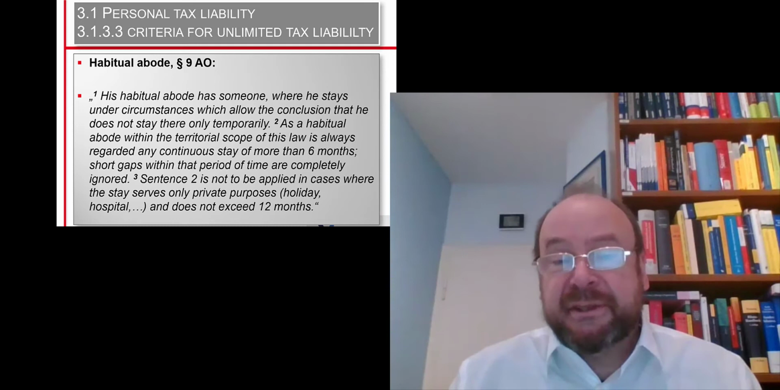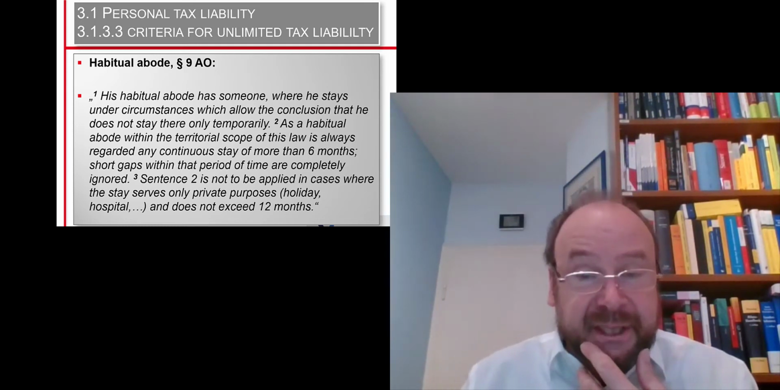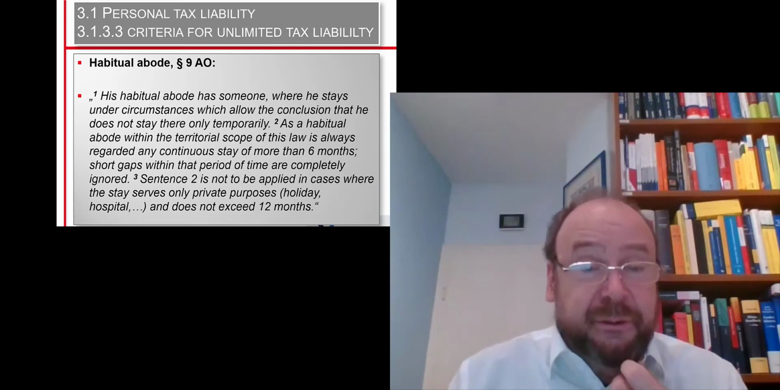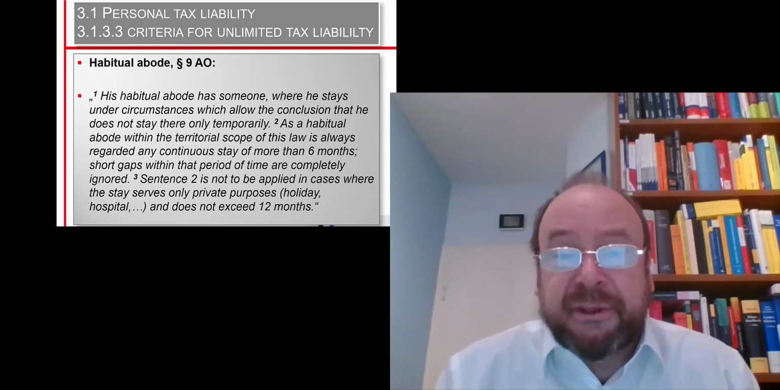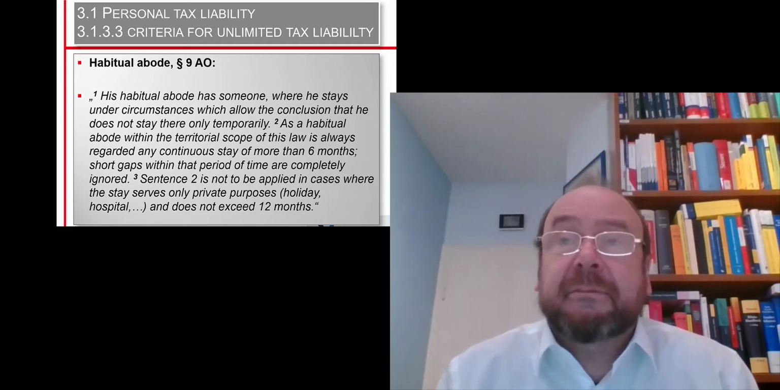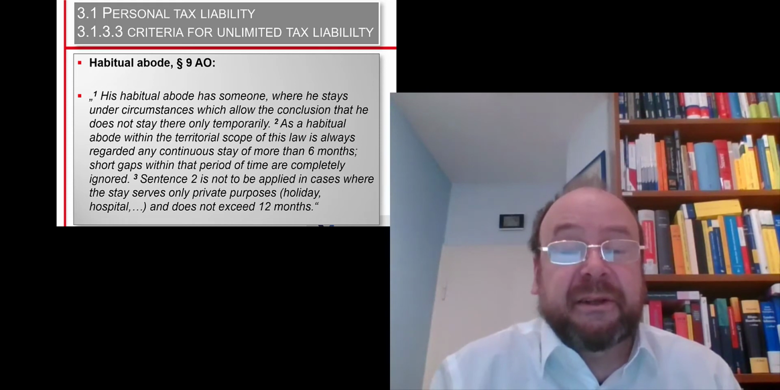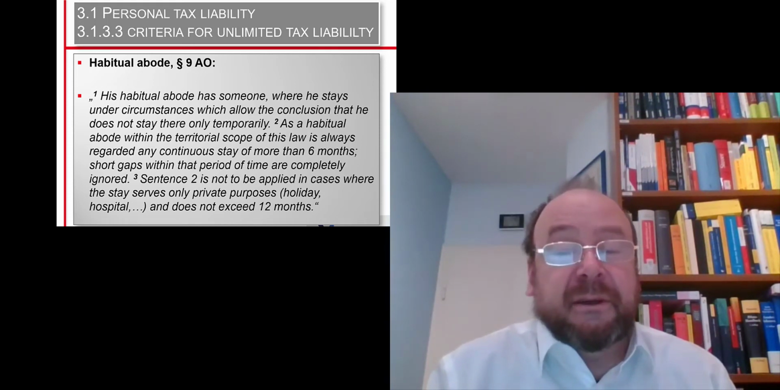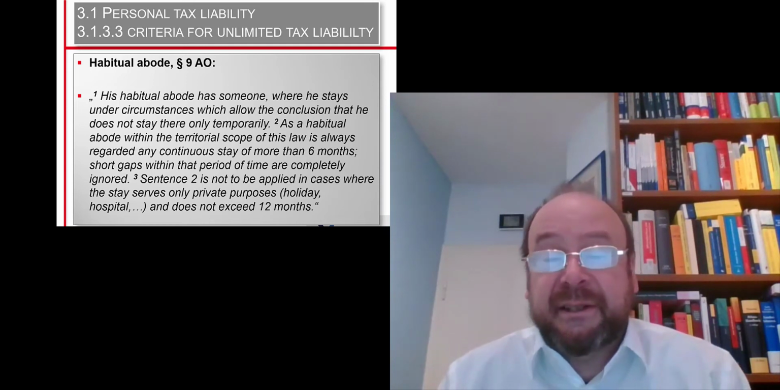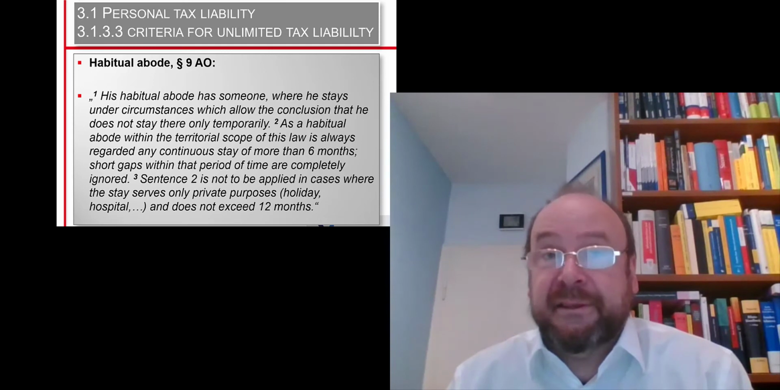Habitual abode is defined as where you stay under circumstances which allow the conclusion that you do not only stay there temporarily. That's a general clause, and to simplify the discussion, there is a legal fiction directly in the next sentence. As a habitual abode is always regarded any continuous stay of more than 6 months in the inland.